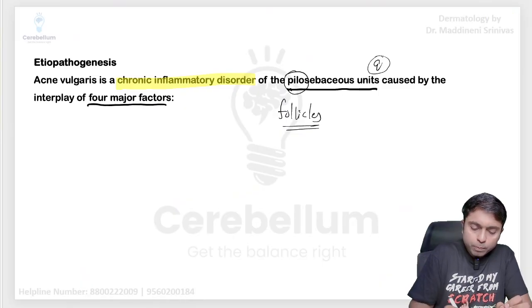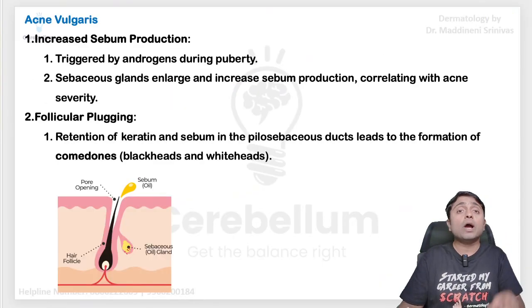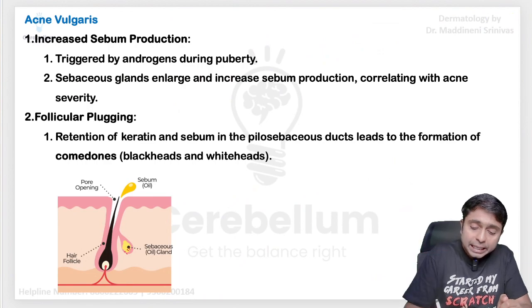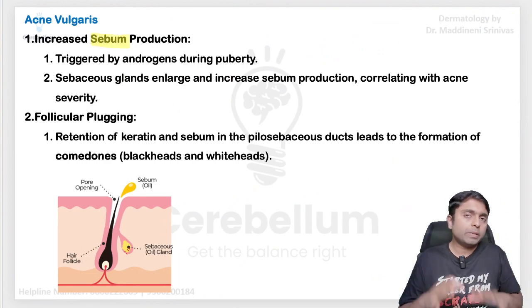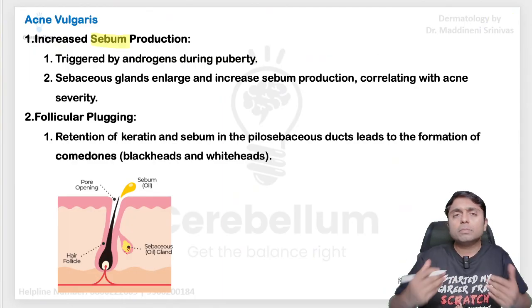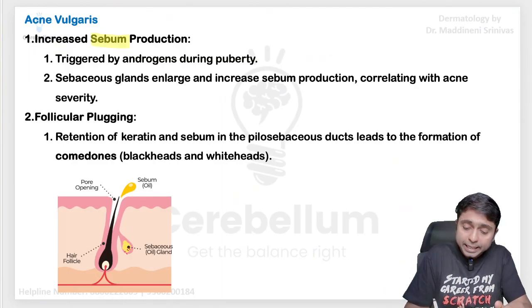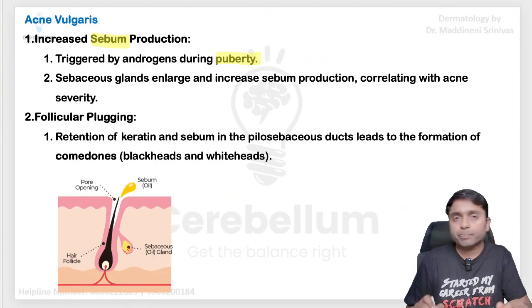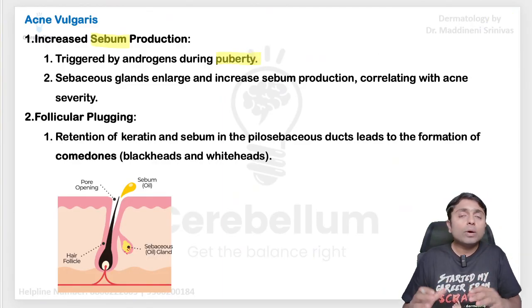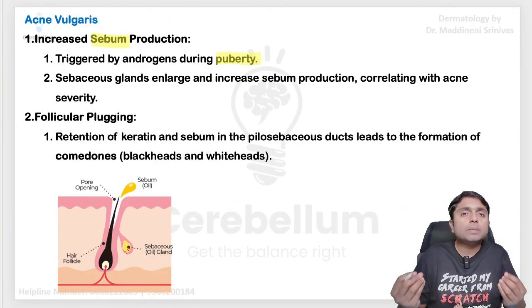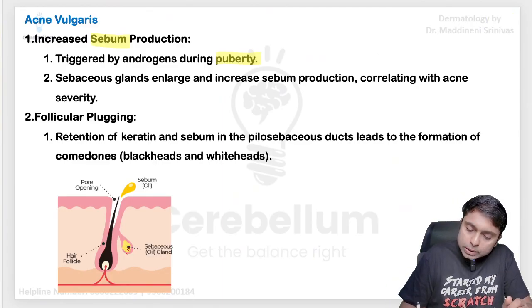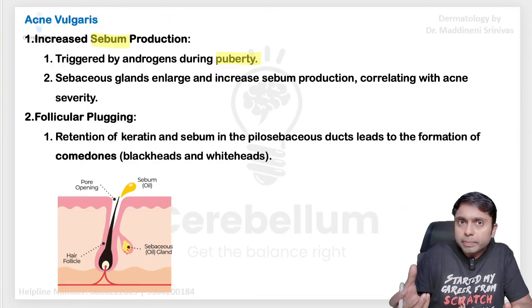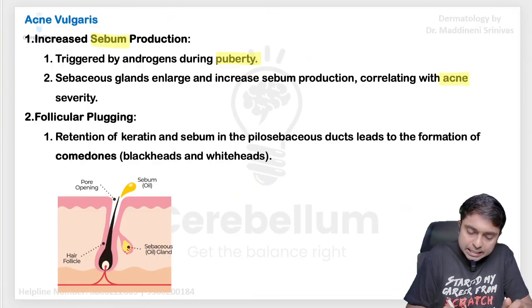And there are four important factors which are going to play, out of which the first and foremost is increased sebum production. So sebum is produced from the sebaceous glands, and these sebaceous glands are present from the birth, but they are going to become active only during the puberty. During puberty, there is going to be overactivity of the sebaceous glands, so sebum is going to be secreted in more quantity. So the quantity of the sebum is going to correlate with the acne severity. So next step is follicular plugging.